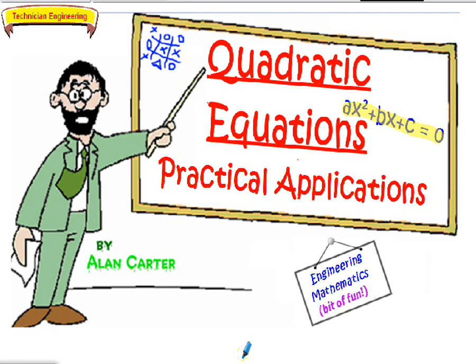This presentation does assume you are already proficient at solution of quadratic equations using the factorisation method and the formula. This presentation also assumes you are familiar with Pythagoras' theorem and also the calculation of the area of a rectangle and its perimeter.